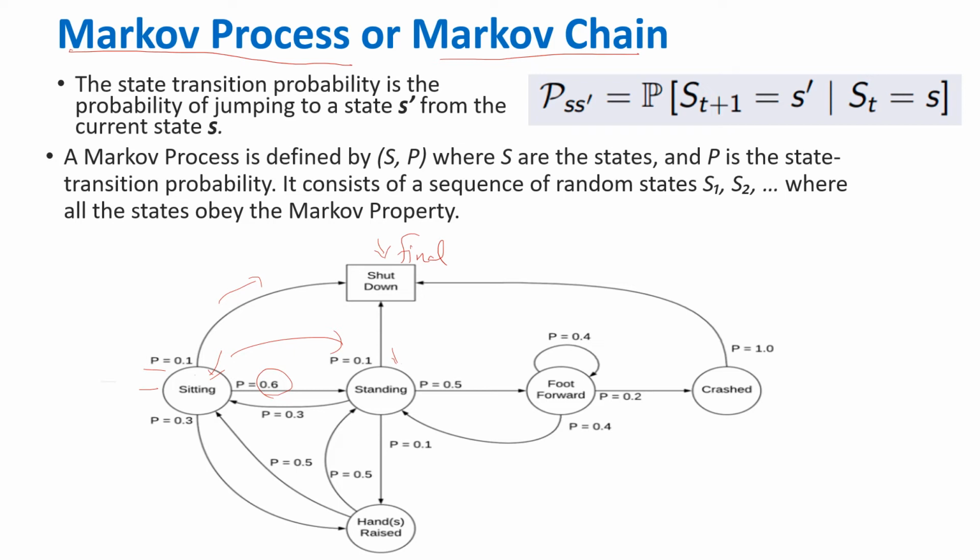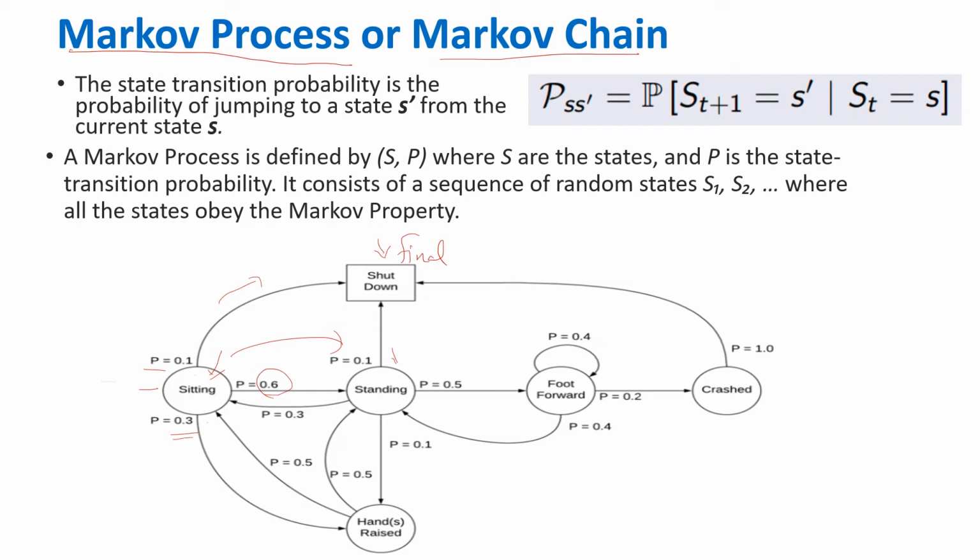And the probability that a robot can raise its hand from the sitting state is 0.3. So these are the probabilities of the state transitions from this particular state. If you look closer, when you add up all the probabilities emerging out of the state, 0.1 plus 0.6 and 0.3, they add up to 1, because we are dealing with probability, it has to add up to 1.